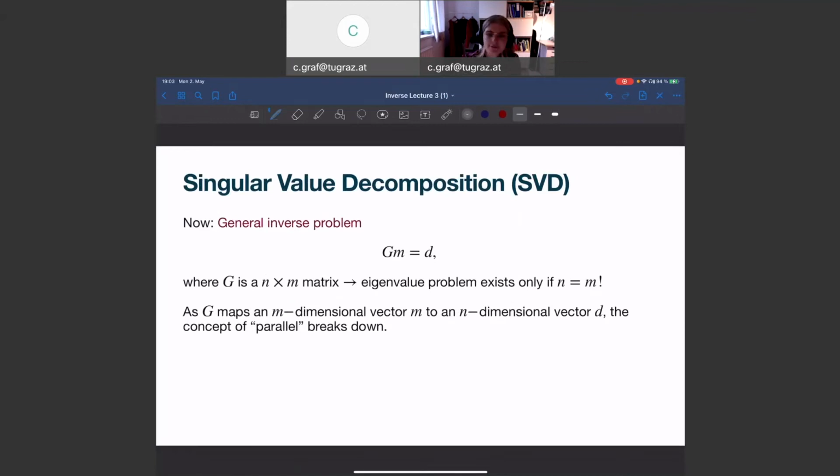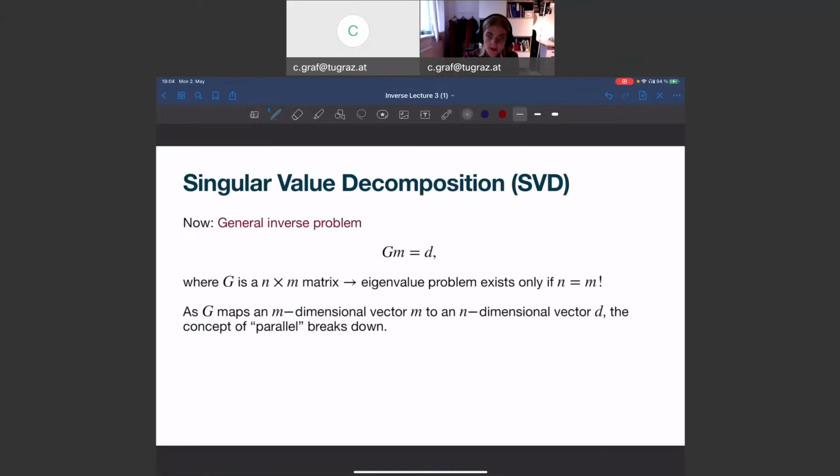And for that, we introduce the singular value decomposition. So we discussed the general inverse problem, Gm equal to D, where now G is an n by m matrix. So we can only go back to the eigenvalue problem if n is equal to m. And if you remember, in the first lecture, we had this concept of parallel between eigenvectors and eigenvalues. And this thing here breaks down because now we have an m-dimensional vector pointing to an n-dimensional vector using the map G. So no parallel anymore.